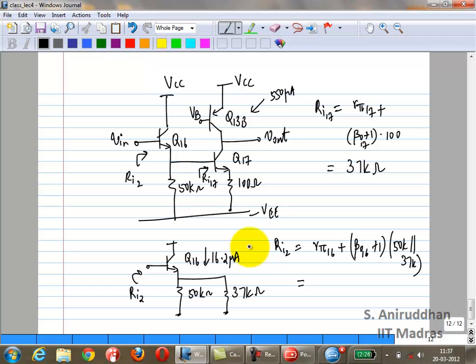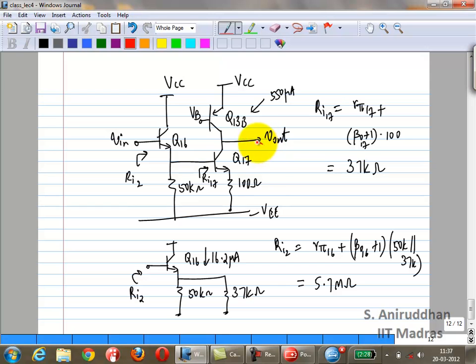What is it? 5.7. Okay. 5.7 mega ohms. You are okay. So Ri2 is done. What next? Transconductance. What is the transconductance? GM2.